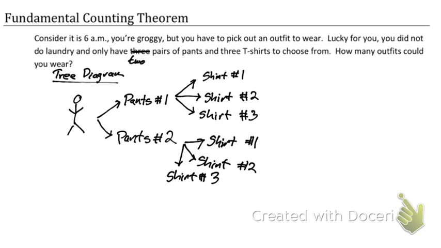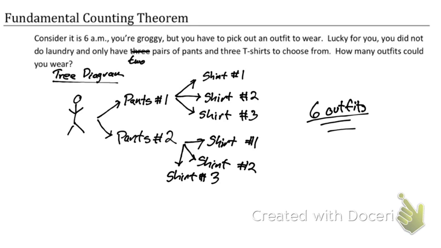So each choice leads to our whole outfit. So pants number 1 could go to 1, 2, 3 possibilities. And pants number 2 can go to 3 possibilities as well. So in total, we have 6 possible choices. So it says how many outfits could you wear? That is 6 outfits. Each pair of pants leads to 3 shirts. 3 shirts times the 2 would give me my 6 outfits.